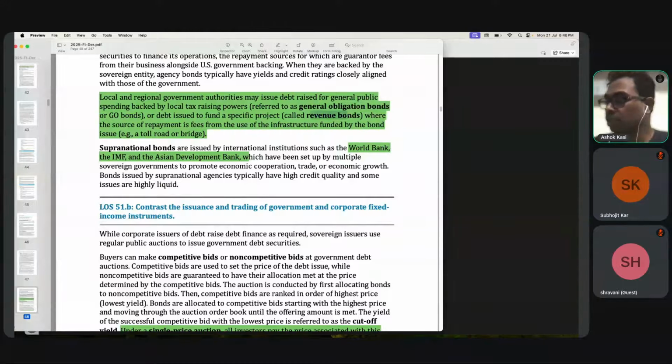Then revenue bonds means where they are getting money. Where they maintain certain things, they also charge. Maybe some park where they will charge. Or they will build some infrastructure like a toll road or bridge and collect toll tax. There they are getting the revenue. But in general obligation they don't get. So local and regional government authorities may issue debt raised for general public spending backed by local tax raising power.